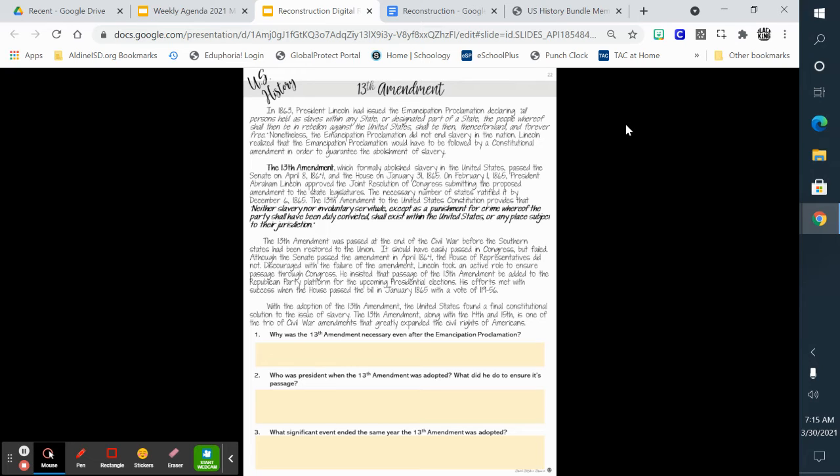The 13th Amendment to the United States Constitution provides that neither slavery nor involuntary servitude, except as punishment for a crime whereof the party shall have been duly convicted, shall exist in the United States or any place subject to their jurisdiction. So this means that as long as you had not committed a crime and been convicted, you were free. Now that's that loophole in the 13th Amendment.